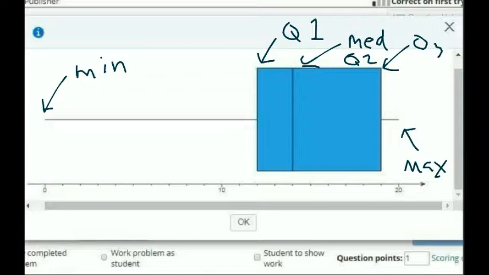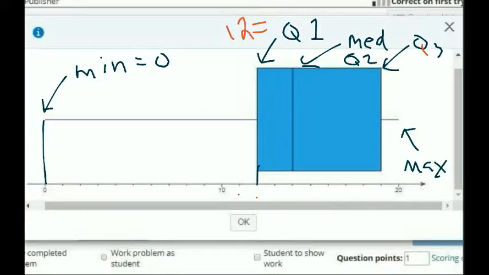Now, we're starting at 0 here. 1, 2, 3, 4, 5, 6, 7, 8, 9, 10. So these are all in increments of 1. And remember, the question also said that each one of the 5-number summaries is going to be an integer. So I just look down here and I can tell that my minimum equals 0. Now I look here, and since this is 11, 12, my Q1 is equal to 12.